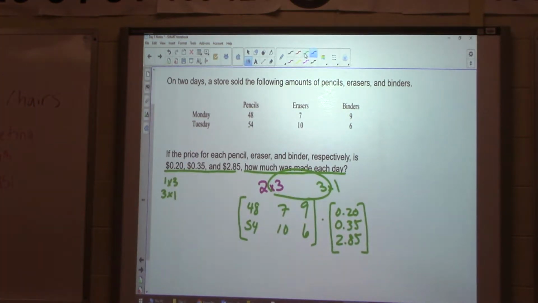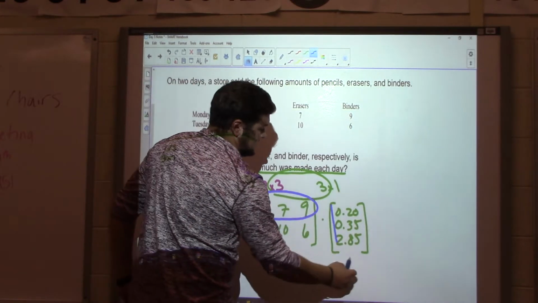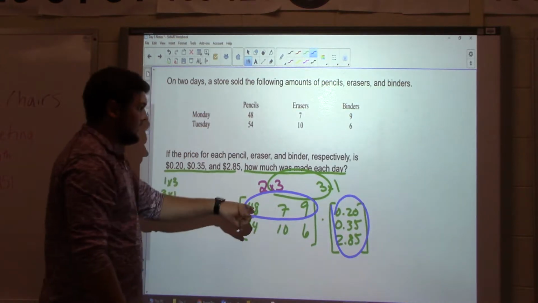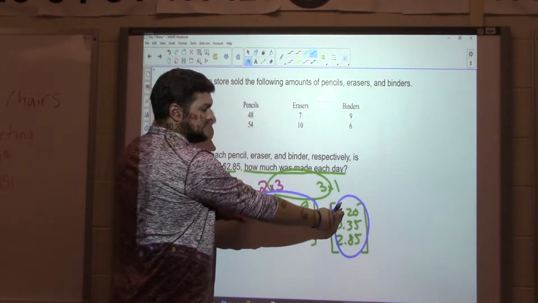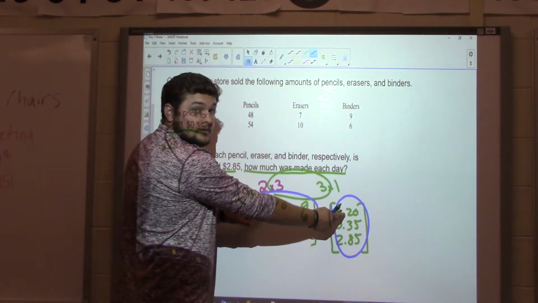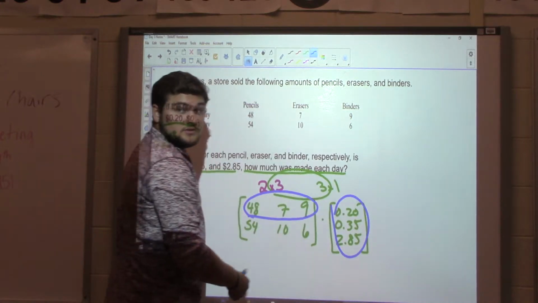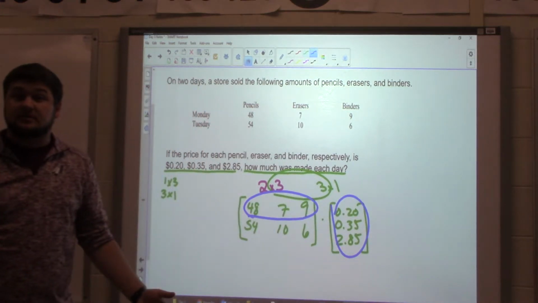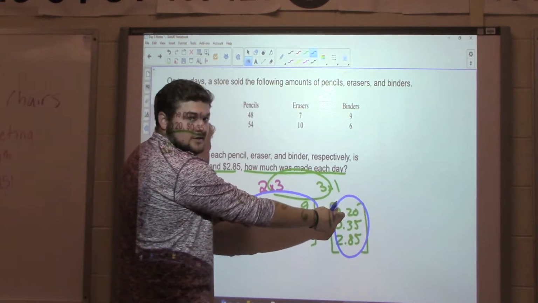Because if I was to multiply it by hand, if I was going to take this row by this column, I sold 48 pencils, and I'm multiplying it by 20 cents, which is the what? What's 20 cents? The cost of a pencil, right? So I should multiply how many pencils I sold by how much they cost.